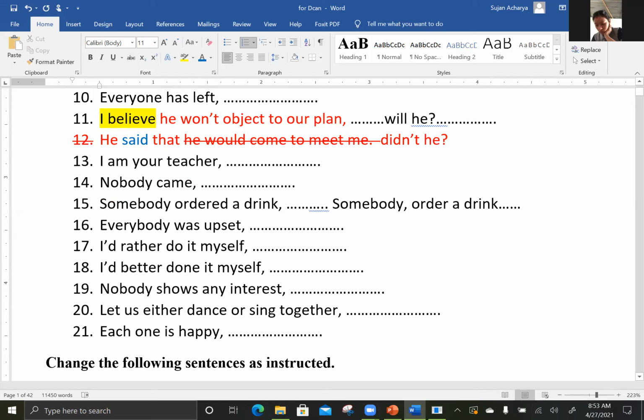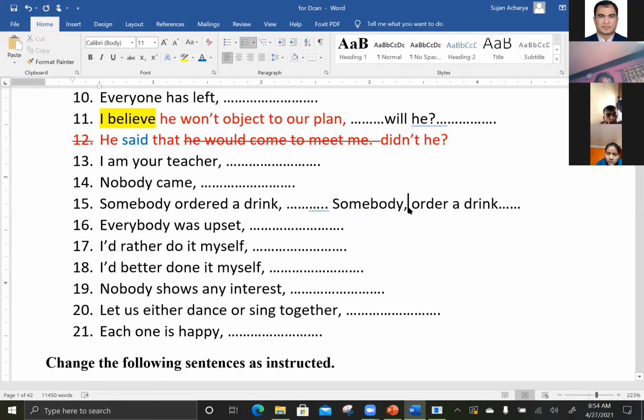What is the difference between the two sentences? Ram ordered a drink. Somebody, order a drink means it's a command when followed by a comma. Somebody, now I'm sitting at the restaurant and there are some other friends around. Drink order means it's a command. The second: Somebody order, will you? Would you? Number 15, differences in the two sentences? Would you, sir?